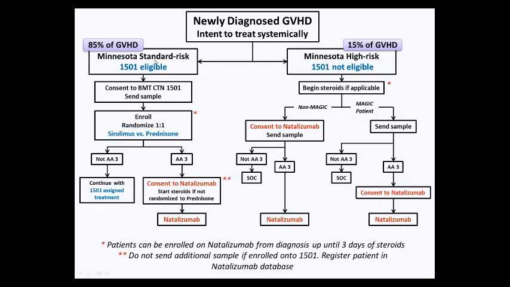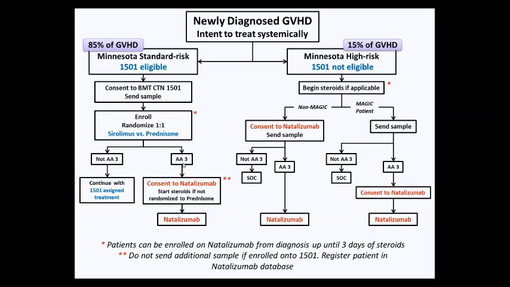Let's look at the other side, which is the 85% of GVHD patients. Those are standard risk. They are 1501 eligible. You consent to that other trial, which is sirolimus versus prednisone. You send your sample, you're enrolled, and they'll randomize 1-to-1 sirolimus versus prednisone. Then comes back your risk stratification.